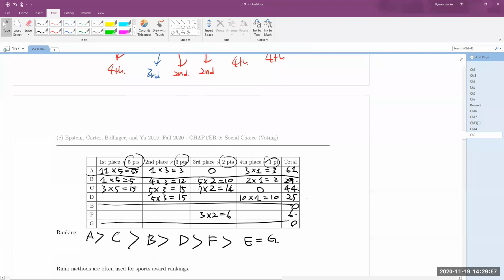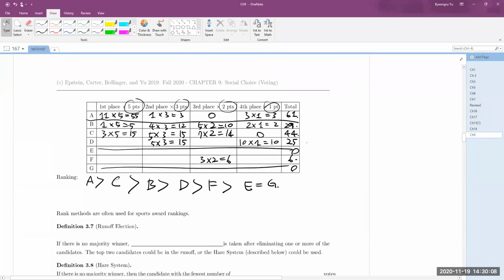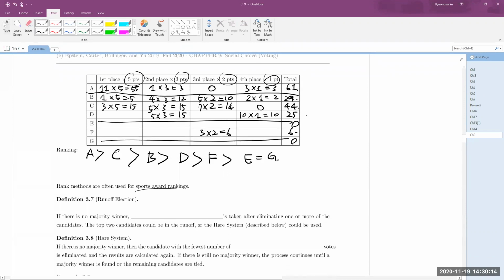So in the rank method, what you need to do is just see which places the voting preferences are in and count each point for each voting place, each rank, right? So that's what you need to do in the rank method. And rank methods are often used for sports rankings.